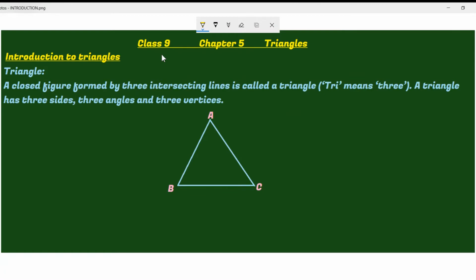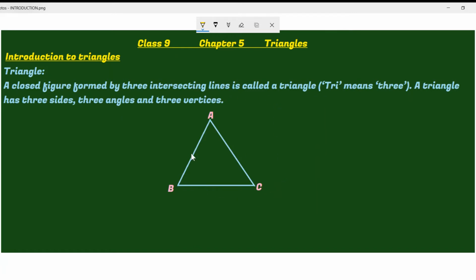In this video, I am going to teach you Class 9 Maths Chapter 5 Triangles. This is the introduction class of triangles. First, we are going to see how the triangle is formed. We know the triangle is formed by three intersecting lines.